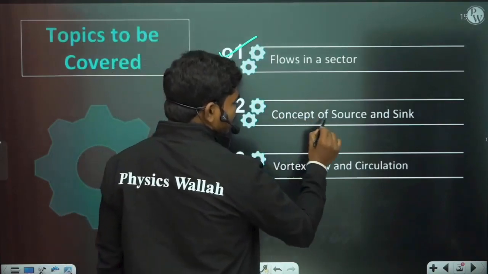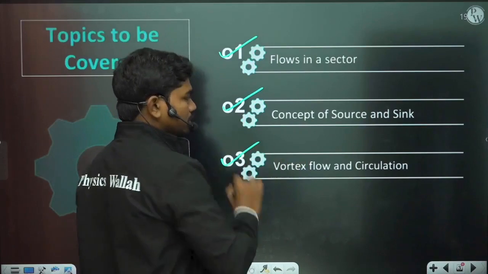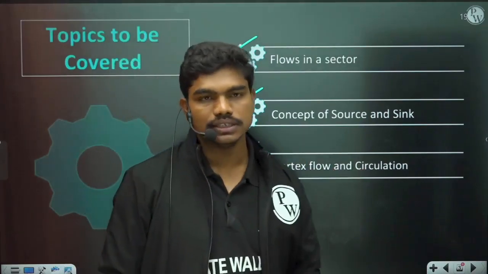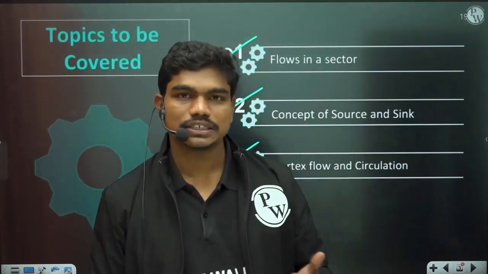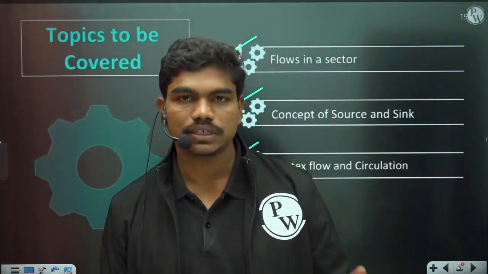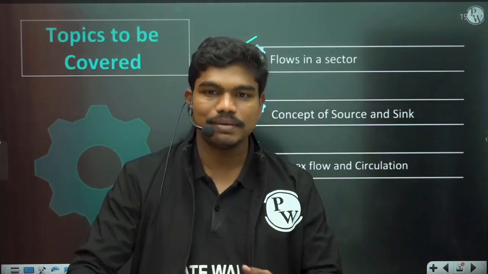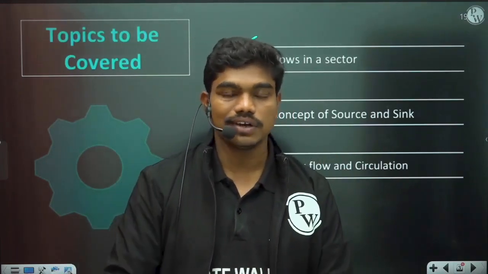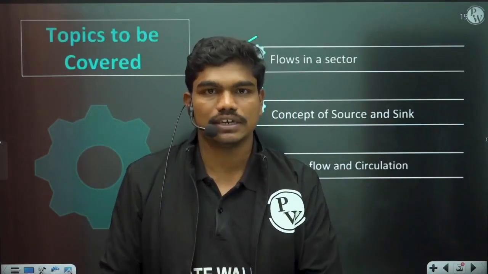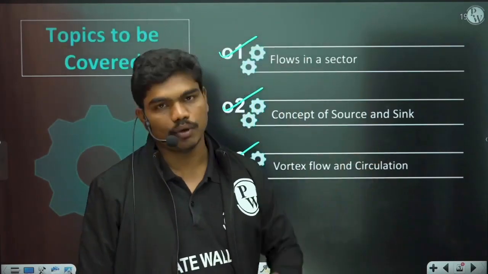Then we will discuss one very important concept, source and sink, and then the vortex flow and one very important concept, which is circulation. Normally, when dealing with differential analysis of fluid systems, I told you that I would deal with the circulation concept in potential flows because it can be done much more easily there, and it gives you the meaning of circulation. That's why we have kept the concept of circulation at this point of vortex flows.